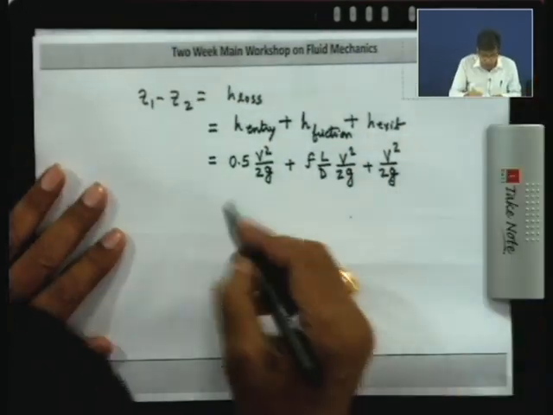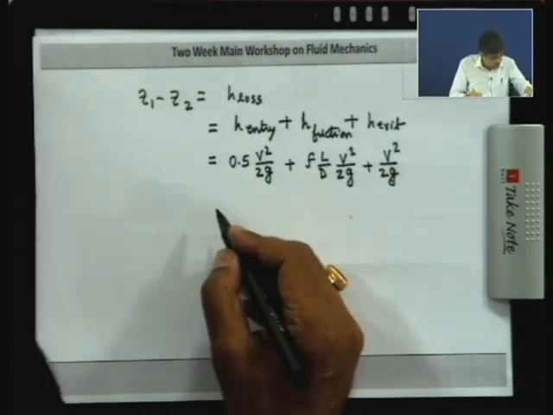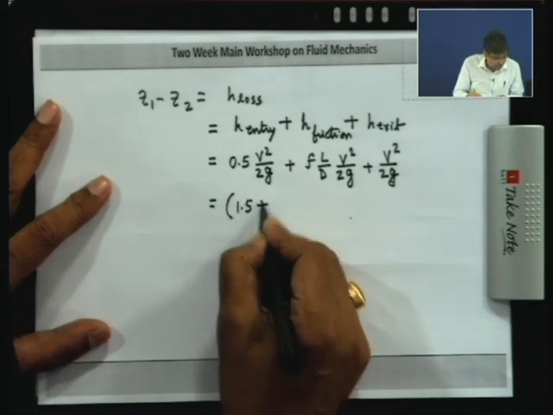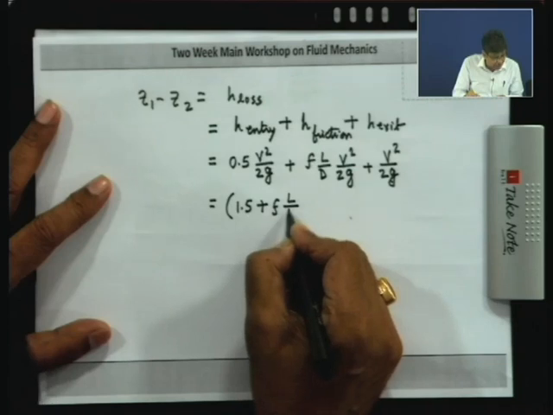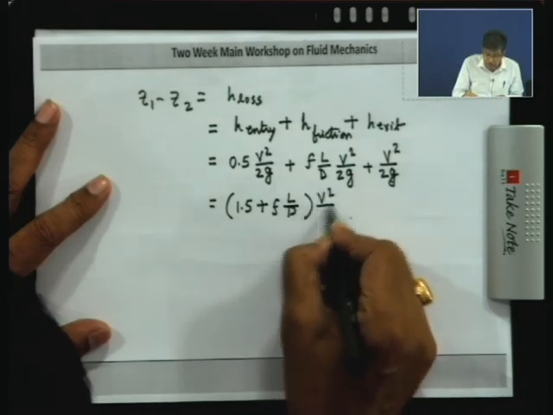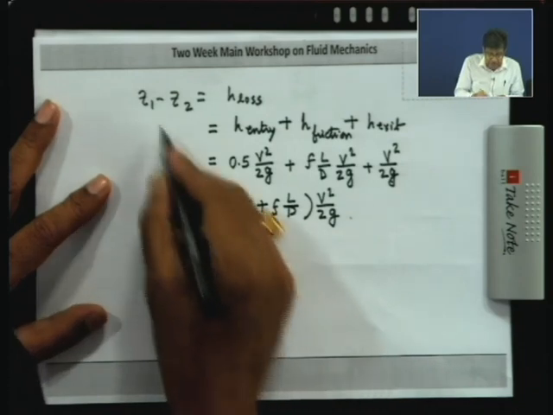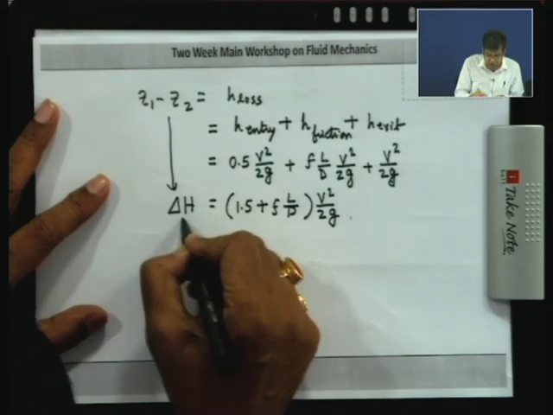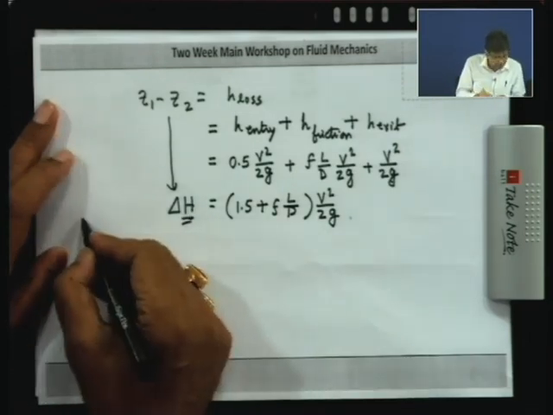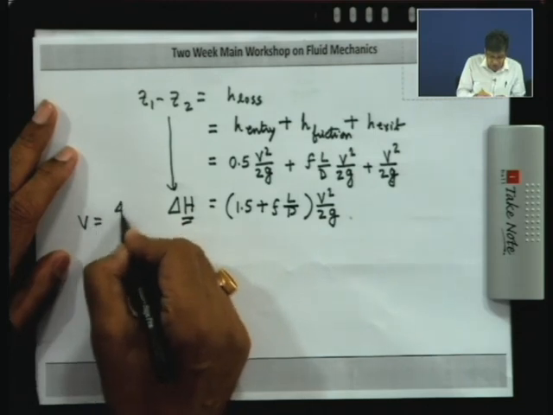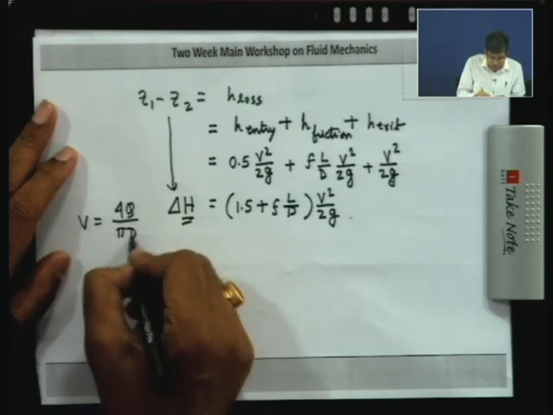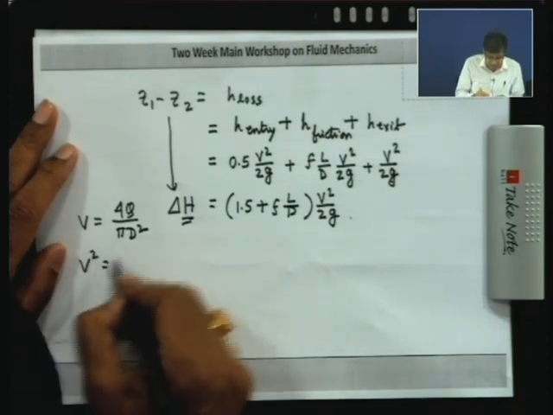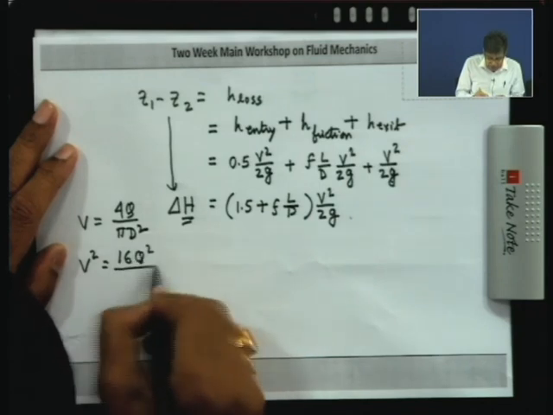Now you can write this as 1.5 plus f L by D into V square by 2g, which equals Z1 minus Z2. That means this is the delta H, the head causing the flow. Now, V can be written as 4Q by pi D square, that is, flow rate divided by the cross sectional area. So V square is 16 Q square by pi square D to the power 4.